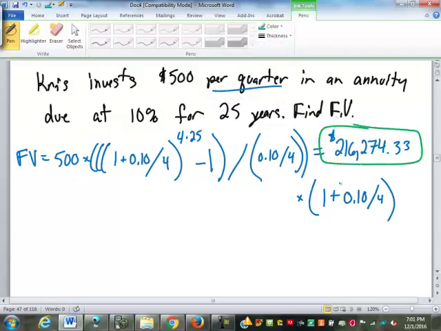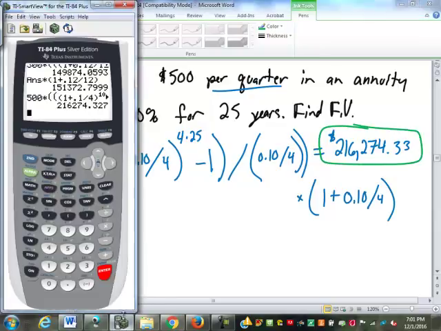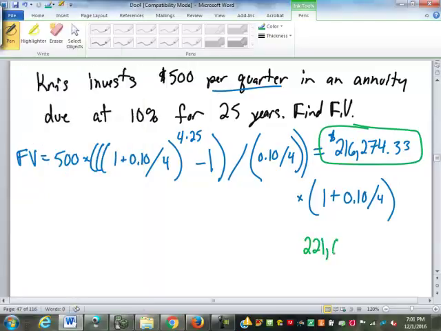So that's if that were a regular ordinary annuity, but since it's an annuity due, we multiply by, open parentheses, 1 plus 0.1 divided by 4, close, and equals 221,681.19. So another 5,400 bucks for an annuity due. Why was that such a big difference compared to the last one? Well, because the last one was paid monthly, it only sat there for an extra month. Since this one was paid quarterly, it sat there for a whole extra quarter, 3 times as long.